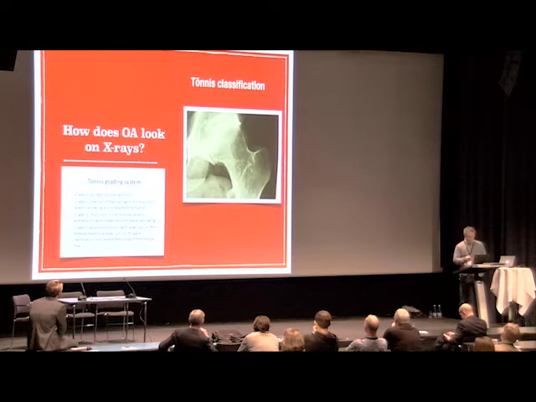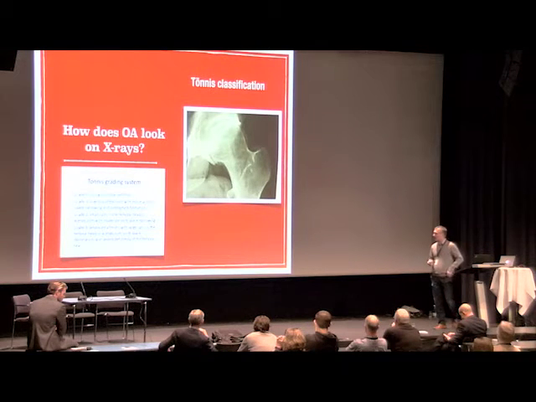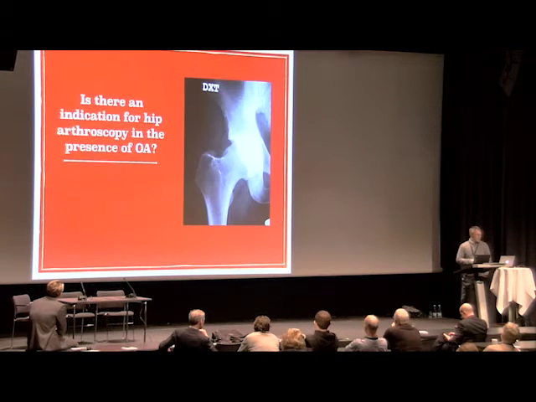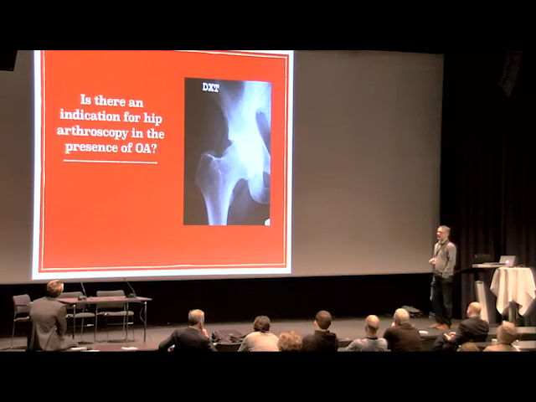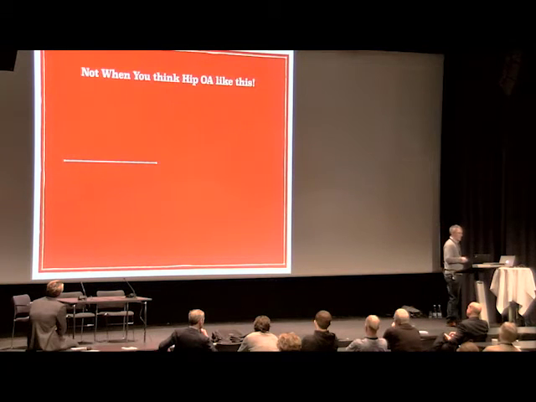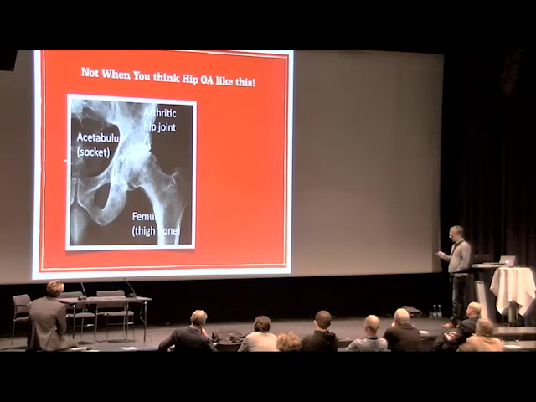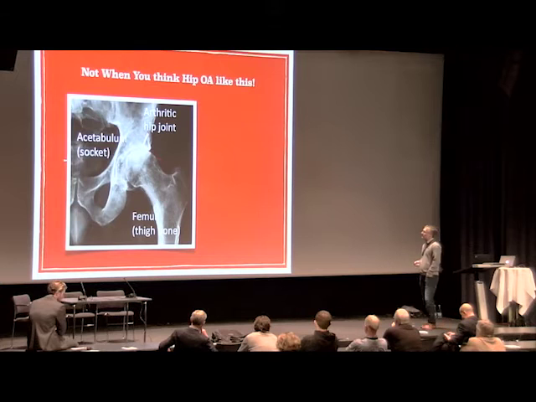And grade 3, they have advanced osteoarthritis with very little joint space left, or even no joint space left, and severe deformity. So, to the question, is there an indication for hip arthroscopy in the presence of OA? Not when you think hip OA like this. There's not. You see there's no joint space left at all. It's an arthritic hip joint.